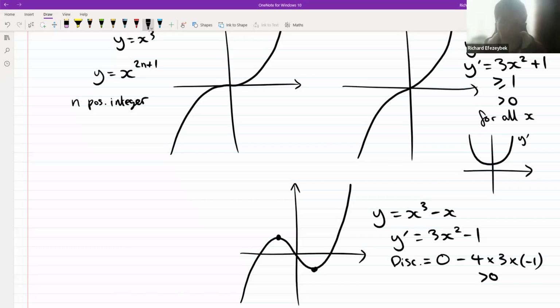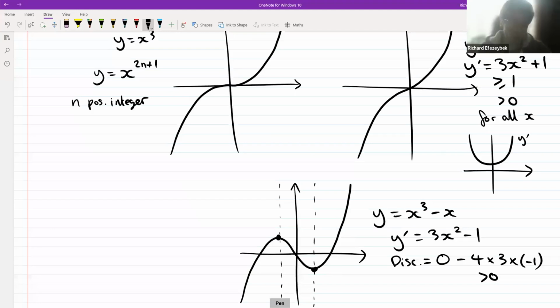Another way to think about turning points is that they are boundaries between the function being increasing and decreasing. So if I was to draw vertical lines through these turning points, it splits it up into increasing, then decreasing between the roots, and then increasing past this root again.